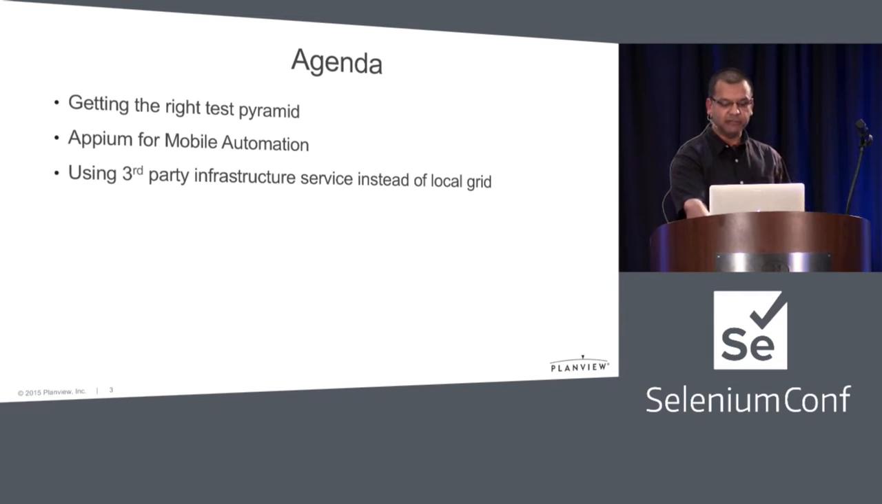So let's quickly cover the agenda for today's presentation. There are 3 sections, starting with getting the right test pyramid, using Appium for mobile automation, and using a third-party infrastructure service instead of a local grid. The intention here is to demonstrate what each of these initiatives meant to us, our efforts towards making it successful, and what we have learned from them.